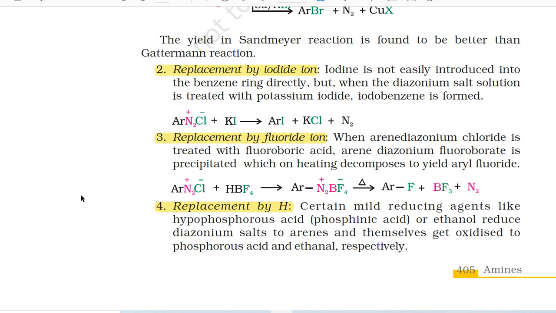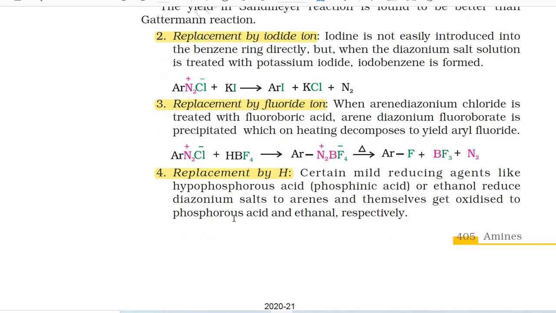Third, replacement by fluoride ion. When arene diazonium chloride is treated with fluoroboric acid, arene diazonium fluoroborate is precipitated, which on heating decomposes to yield aryl fluoride. ArN2+Cl- + HBF4 gives ArN2+BF4-, and on heating, ArF + BF3 + N2 will form.